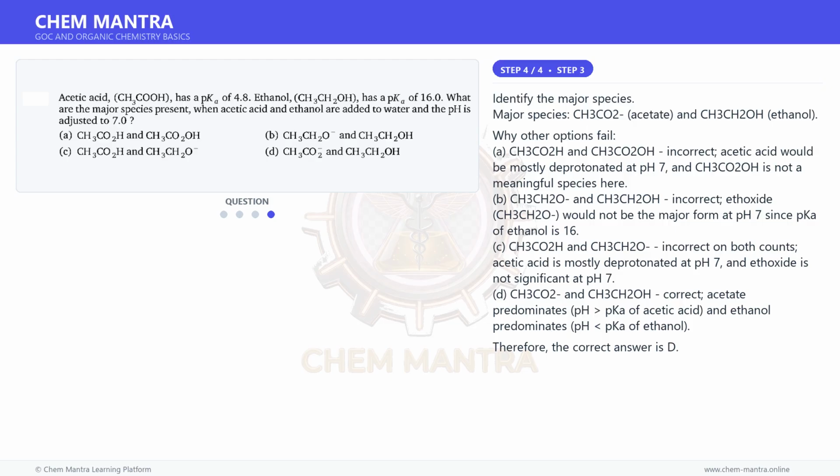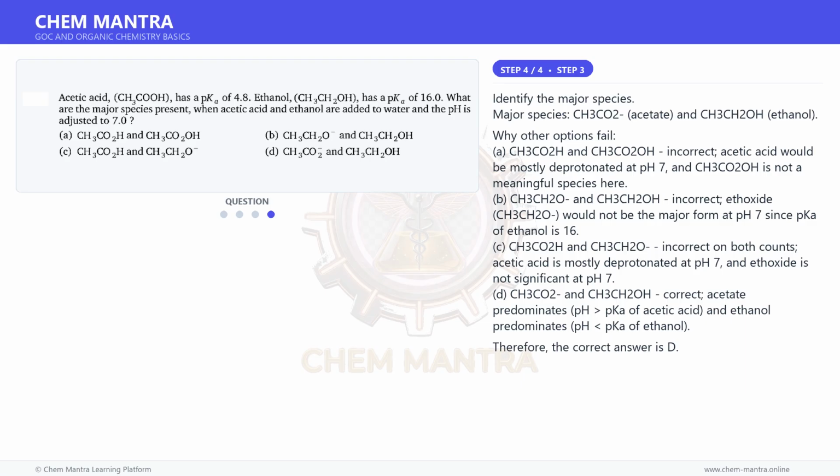Major species: CH3COO- acetate and CH3CH2OH ethanol. Why other options fail? A. CH3COOH and CH3COO2- incorrect. Acetic acid would be mostly deprotonated at pH 7, and the second species is not a meaningful species here.